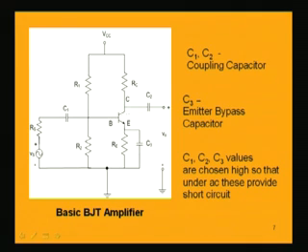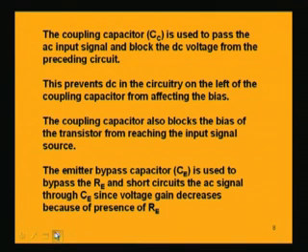Now, we have 3 capacitances C1, C2 and C3 in the practical circuit. The purpose of incorporating these capacitances is that C1 and C2 are coupling capacitors. These capacitors are present to couple the signal, and this capacitance C3 is the emitter bypass capacitor. The reason for applying C1 and C2, which are coupling capacitors, is that they are used to pass the AC signal only and block the DC component.